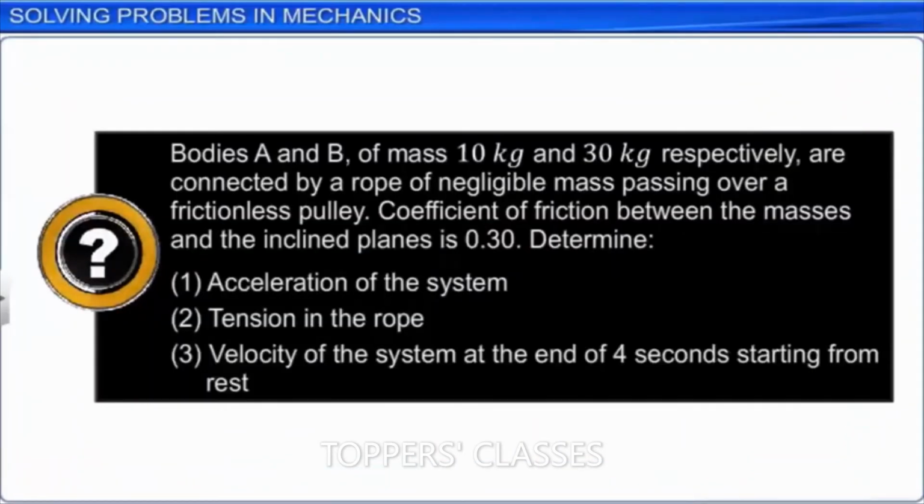To understand these steps, let us take a problem and solve it systematically. Bodies A and B of mass 10 kilograms and 30 kilograms respectively are connected by a rope of negligible mass passing over a frictionless pulley. The coefficient of friction between the masses and the inclined planes is 0.30. Determine the acceleration of the system, the tension in the rope, and the velocity of the system at the end of 4 seconds starting from rest.